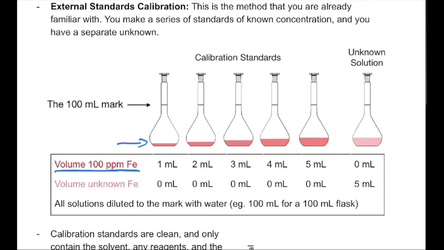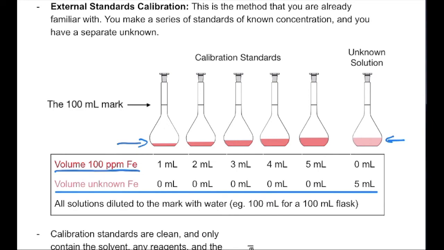They're completely separate because the unknown itself on the right contains only the unknown. Now the unknown may need to be diluted, such as in the iron vitamin experiment, right? You were given 10 milliliters of the unknown and then you had to dilute it to 100 milliliters. But the unknown itself was completely separate from the standards. And you can see down at the bottom here, the volume of the unknown. There is nothing in the standards, and there is a certain amount, 5 milliliters in this case, in the unknown.